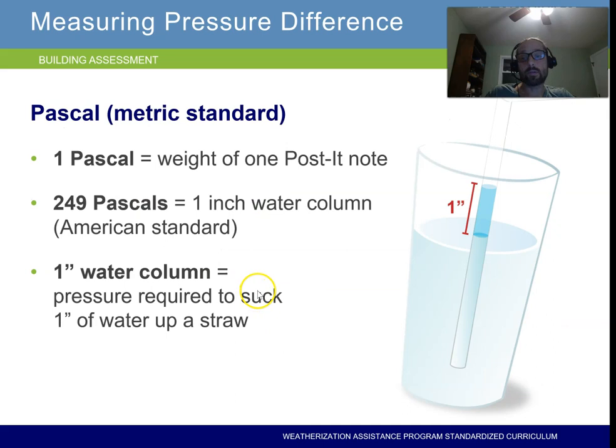We measure pressure in the U.S. in pascals. You want to jot that down, a pascal, abbreviated capital P, lowercase a. If you want to know what that means, think of one Post-it note. You put it on your hand. That weight is about 1 pascal. And if you're in the HVAC field, you'll probably use inches of water column, but we'll use pascals mostly in this class.